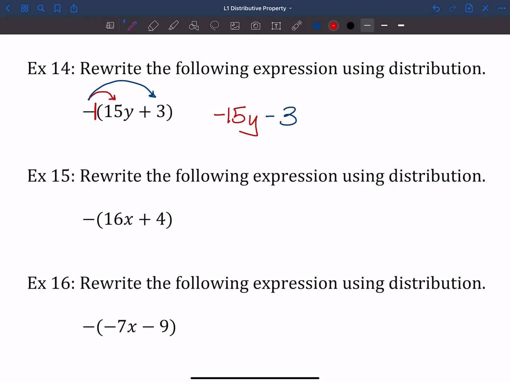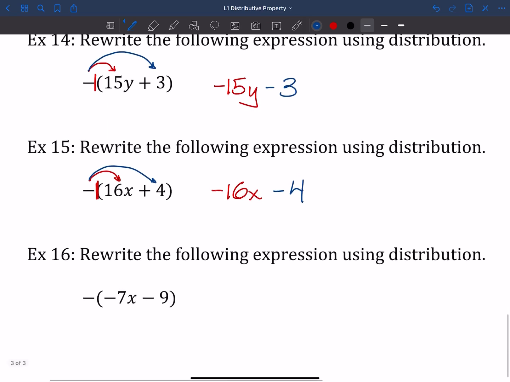Right? So again, I'll do this one the same way as I did the first one, and then the last one we'll try with that little shortcut. So this one, if I have -1 times 16x, well, that's going to be -16x, right? Just flip it. If I have -1 times +4, all of a sudden that's -4.